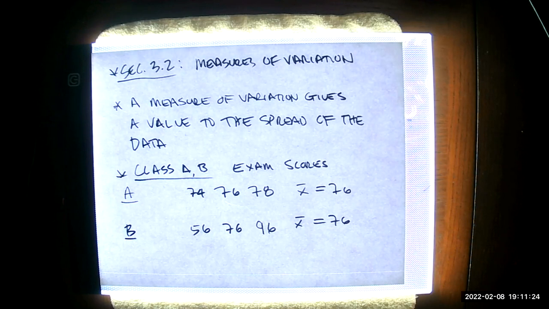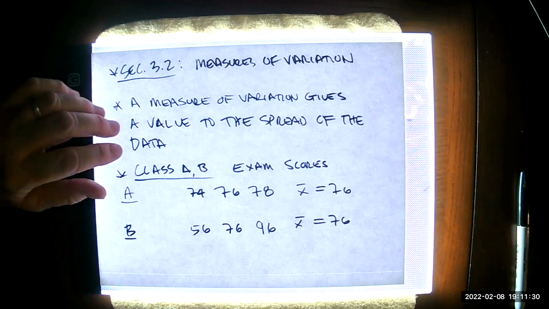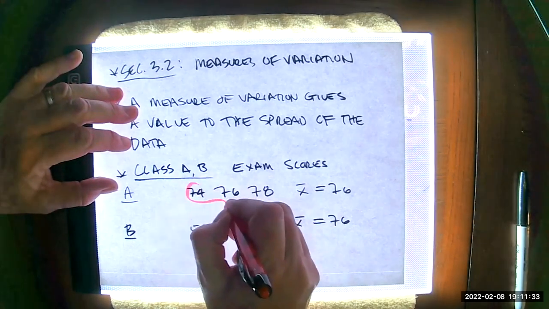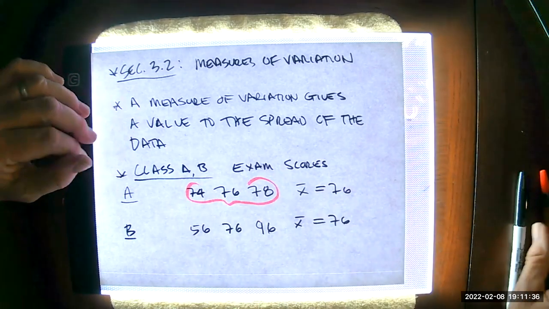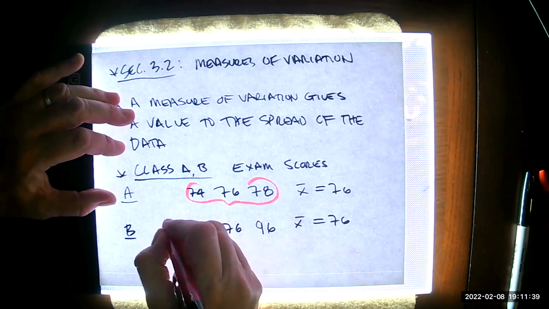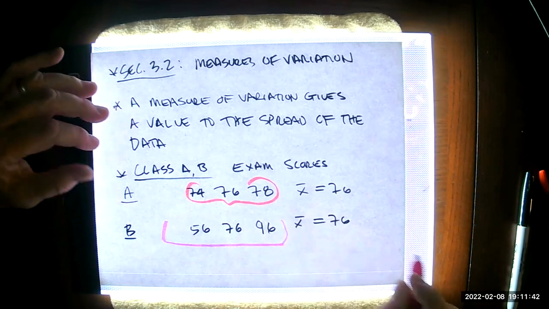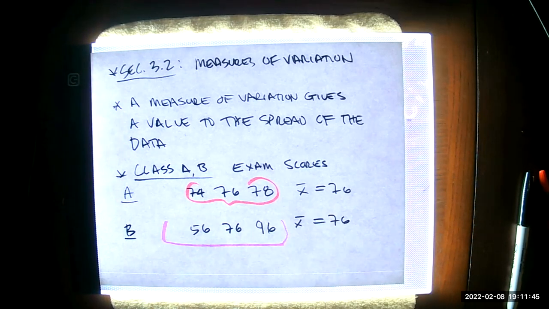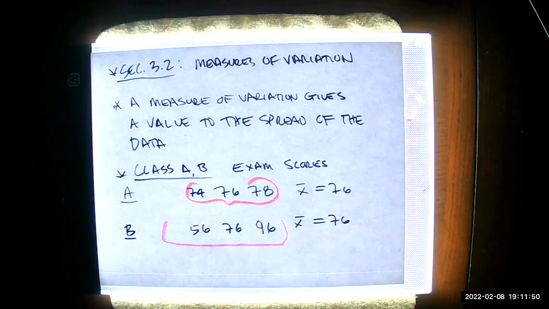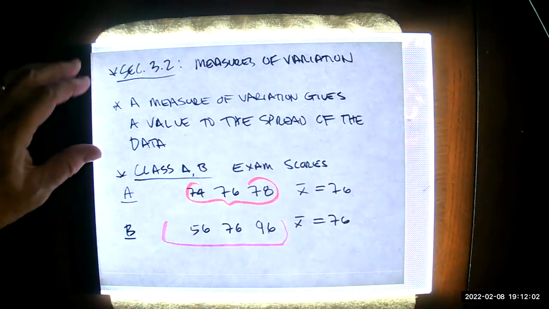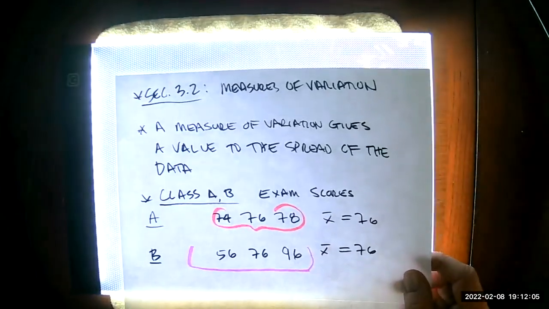And quite clearly, looking at the actual exam scores, it's really clear that there's a difference here. The 74, 76, and 78 are very close together, while the 56, the 76, and the 96 are really pretty far apart and spread out. And so that's what we're trying to get a handle on. There's a way to measure that kind of detail, a measure of variation. And like a measure of center, we're going to have several measures of variation. We'll have a total of 3. And I'll start with the most basic first.